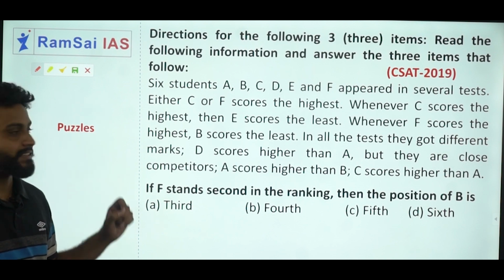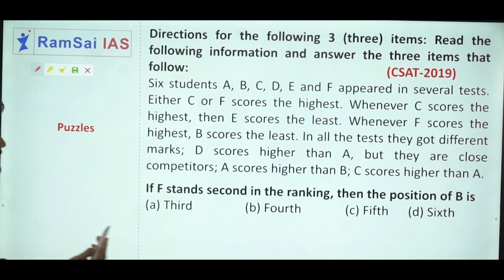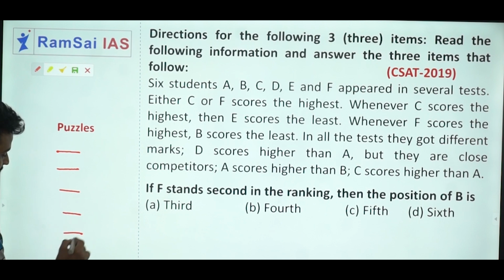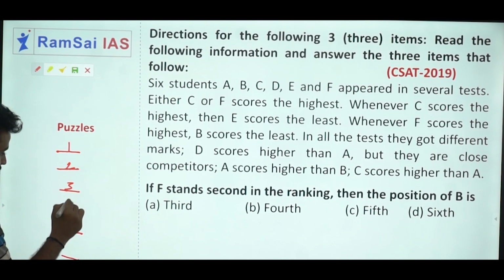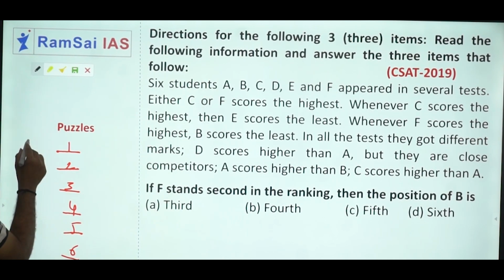Let me write all the conditions at one place. Total 6 people we have and C or F scores the highest. So, 6 people, let me write the numbers here 1, 2, 3, 4, 5, 6. Here C or F scores the highest. So, I will put C or F in the top.